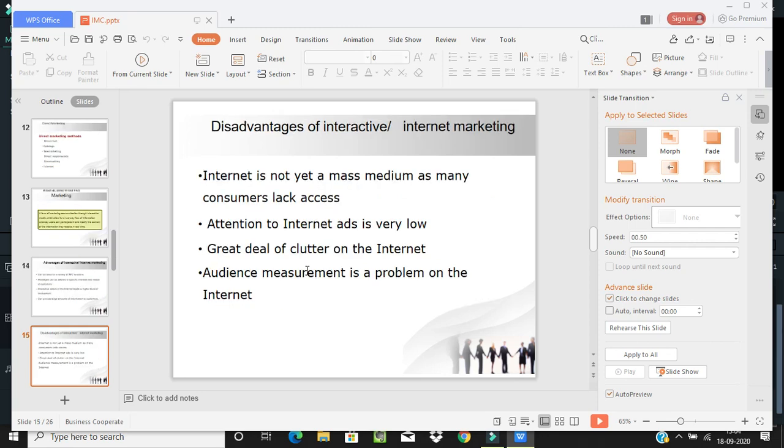Disadvantages of interactive internet marketing. Internet is not yet a mass medium as many consumers lack access. Attention to internet ads is very low. Great deal of clutter on the internet. Audience measurement is a problem on the internet.